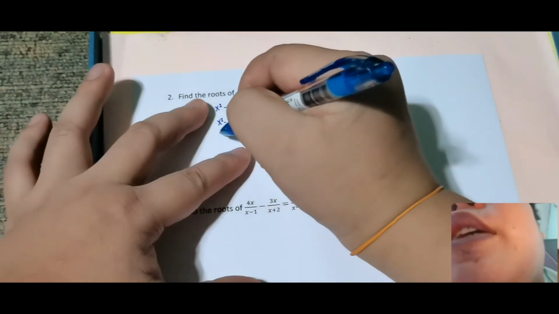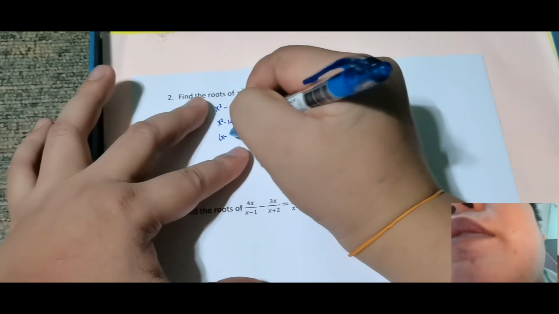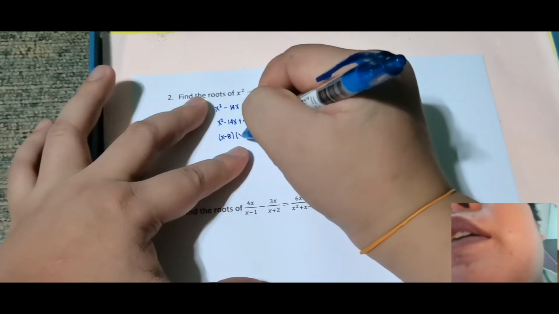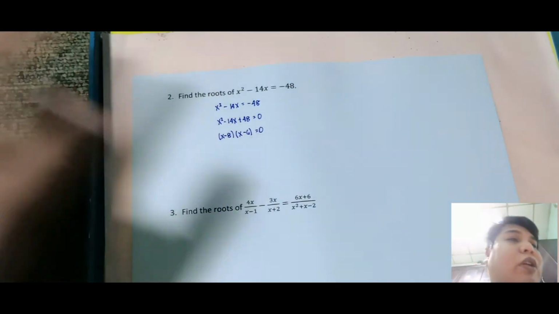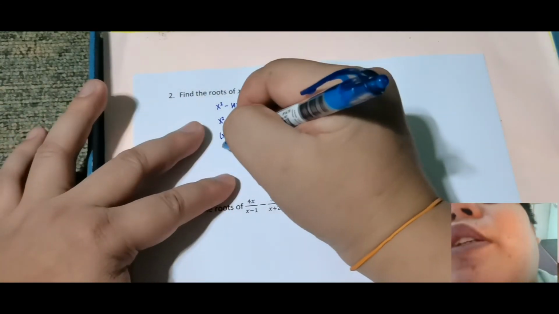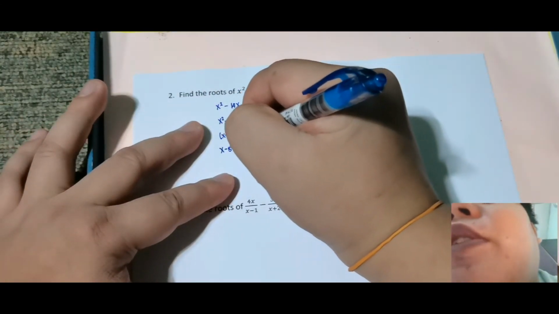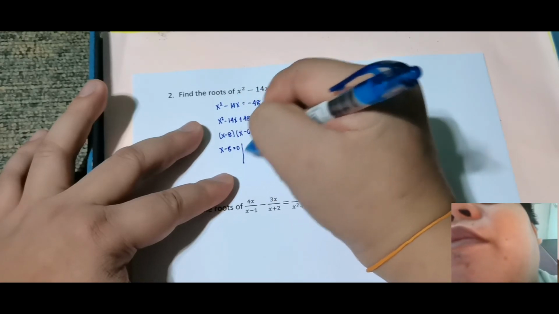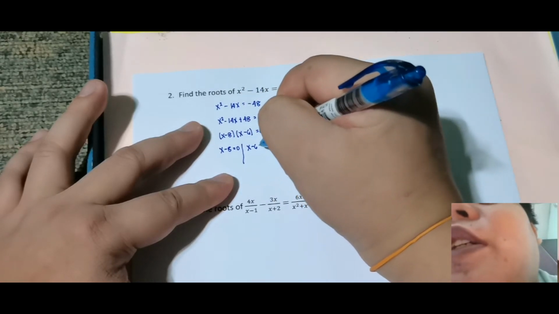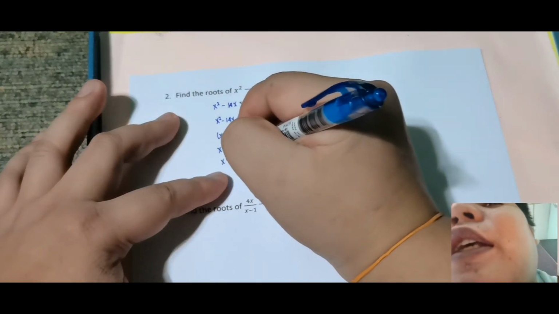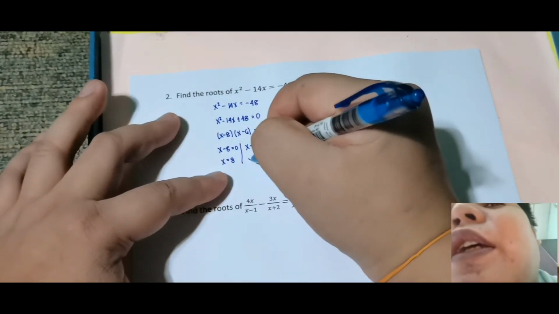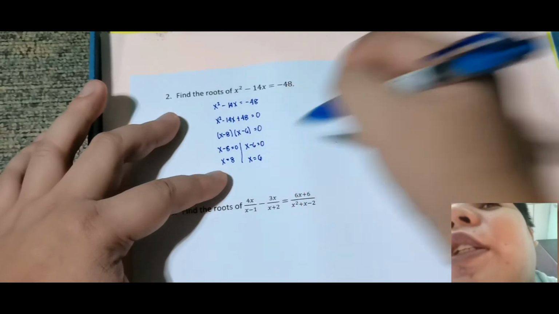So, this is equal sa x minus 8 times x minus 6 is equal to 0. So, gawin ko yung other form ng zero product property. So, by zero product property, x minus 8 is equal to 0, x minus 6 is equal to 0. Therefore, the value of x are x is equal to 8 and x is equal to 6.